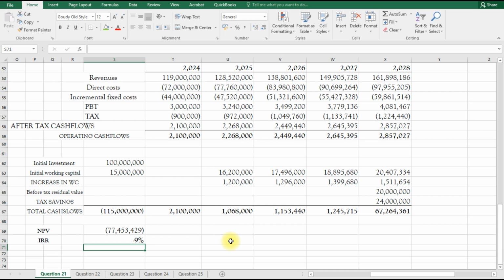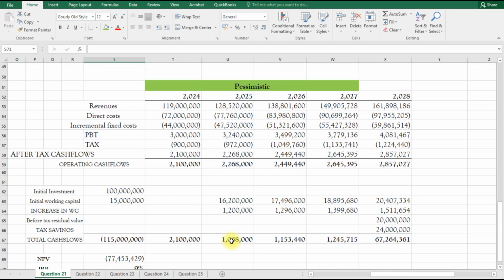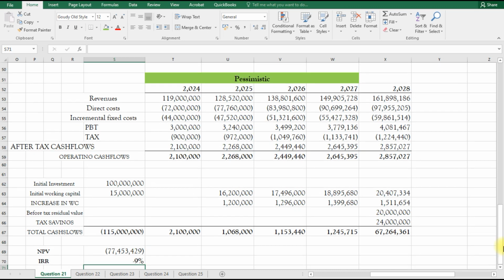You find that in this case, under the pessimistic scenario, the costs have increased while revenue had already decreased. In the initial case, this cost had increased by 20%. That's why we are having the profit before tax less, and therefore suppressing our operating cash flow, which is further suppressed by the increase in working capital. And that's why we are ending up with a negative NPV and even a negative IRR.